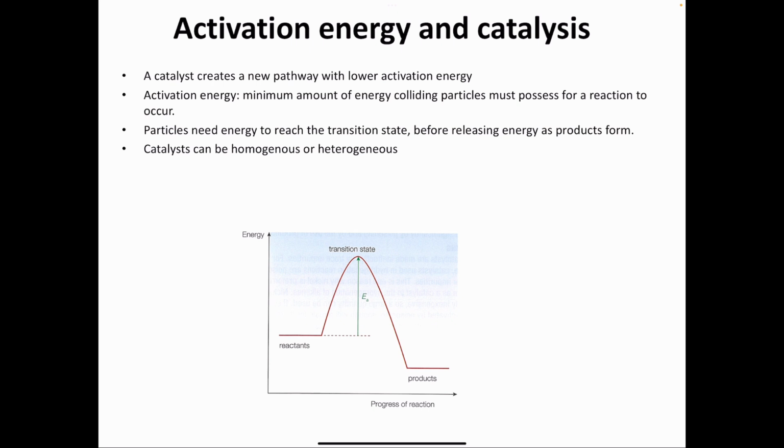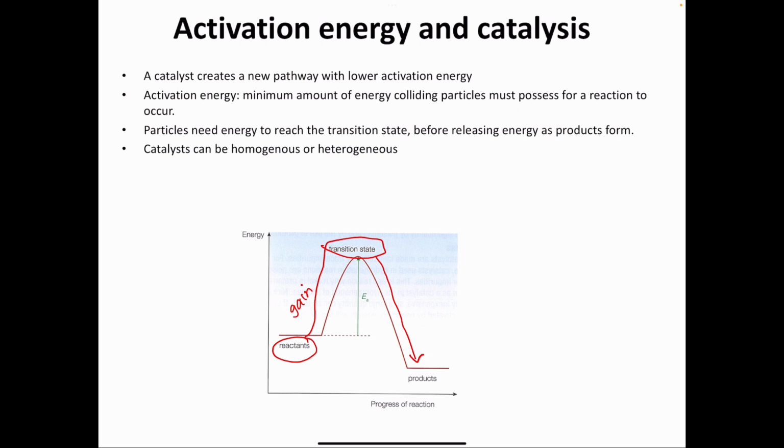Next, we go to activation energy and catalysis. We know a catalyst creates a new pathway with lower activation energy. And this activation energy is the minimum amount of energy that colliding particles must possess in order for reactants to be converted into products. As the reaction proceeds, the reactants have to go through a transition state, meaning they need to gain energy. This is going to be endothermic. And after they reach the transition state, they will release energy as they form products.